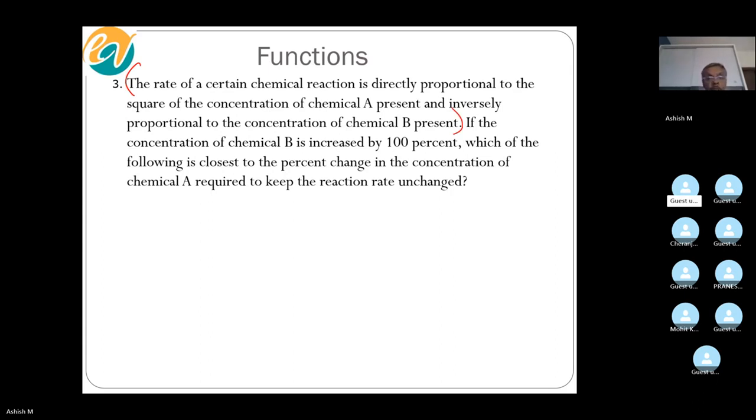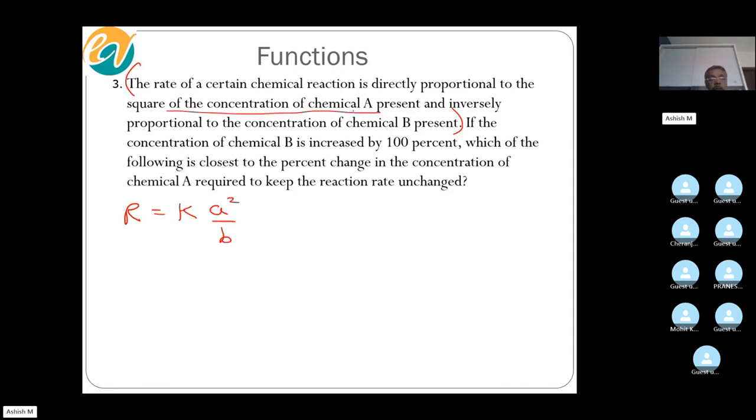Rate equals K into A, if we are taking A as the concentration. Yes, A square. A square, all right. So anything else? That's the first one. Yes, you're absolutely correct. Or we can just say R, which is rate, is equal to K A square upon B, right?